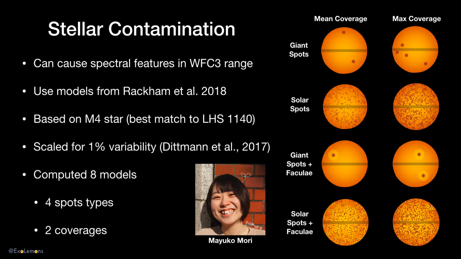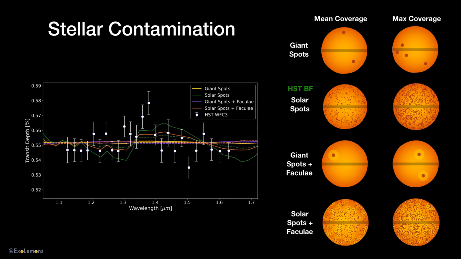So we had 8 different models of the stellar contamination, and then we saw what kind of signature they would produce over the WFC3 wavelength range. What we found is there are 3 different models that would cause a feature around this 1.4 micron wavelength region, where you get this water feature as well. They are the solar spots, which are shown in green. The max case is the solid line, and the mean case is the dotted line. Essentially, the best fit here was the solar spot model.